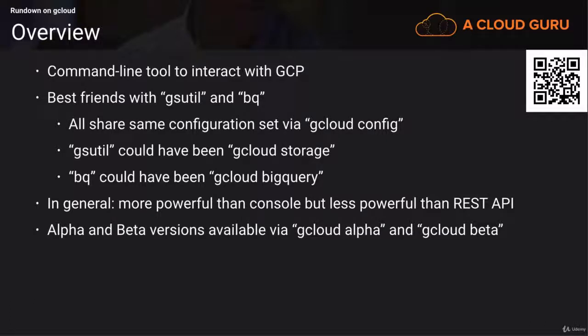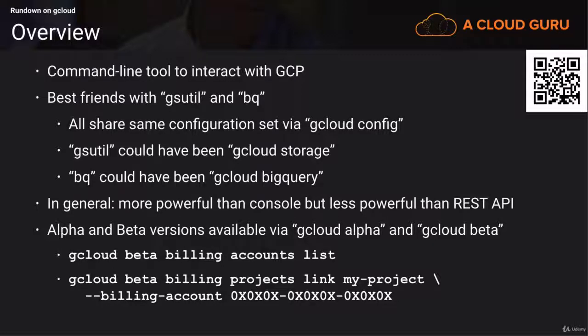Now, Google is constantly adding new functionality to gcloud, and if you want to use some of that before it's been fully vetted and released, you can access that through gcloud alpha or gcloud beta. For example, at the time that I'm recording this, if you want to list the billing accounts you have access to, you need to use gcloud beta billing accounts list. And if you want to associate a particular project with a particular billing account, you need to use this command. Now it's possible that by the time you watch this video, this billing functionality has been released in the normal gcloud command. But the point really is that functionality will be available earlier through the alpha and beta channels than it will be in the normal one.